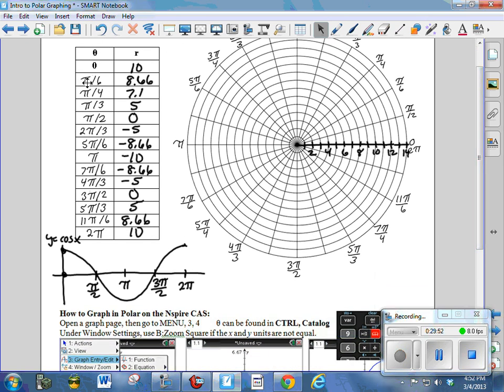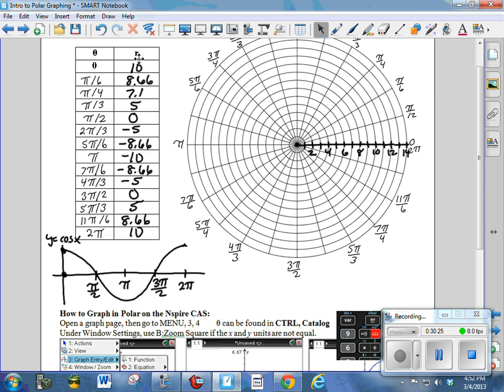Notice everything that has a pi over 6 in it is all either positive or negative 8.66, that's the square root of 3 over 2. The 7.1 goes with the pi over 4, and I only have one that has a 4 in the denominator. That's the square root of 2 over 2, or 1 over the square root of 2. Pi over 3 is when we have cosine of theta equal to 1/2, so you multiply that by 10, you get 5. And these also are multiplied by 10, because it would be 0.866 and 0.71.